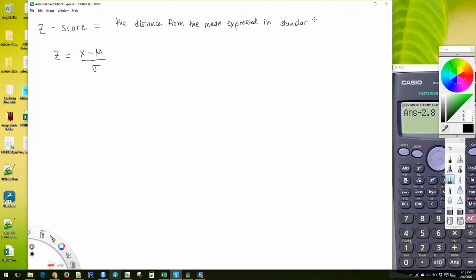Did you just suddenly get silent? Okay, so our z-score is the distance from the mean expressed in standard deviations.